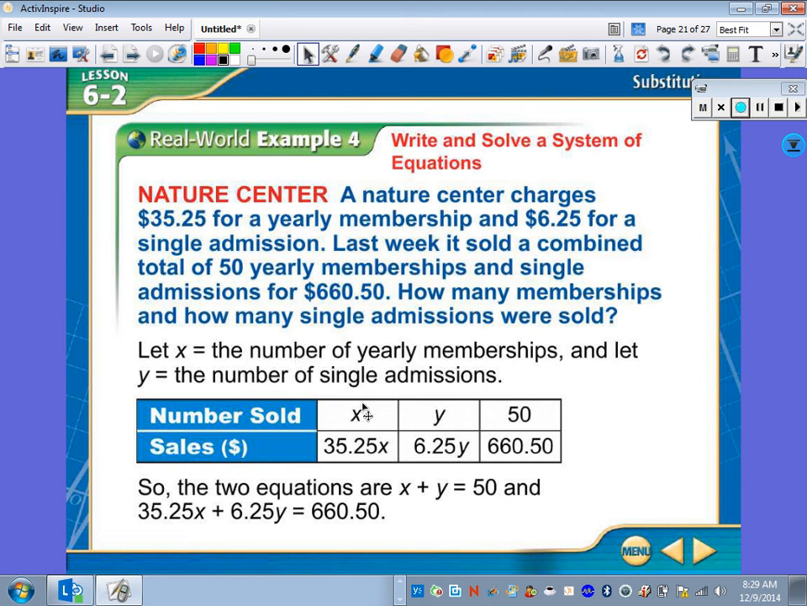X is the number of yearly, Y is the number of single. Okay? So if you notice, if you do X plus Y, you have 50 memberships total. That's one equation. And if you do the sales on the yearly plus the sales on the single admission and get your total, which is $660.50, that's your second equation. So that's where these two equations came from, was just writing down the number sold, because you have that information, and then how much you made.